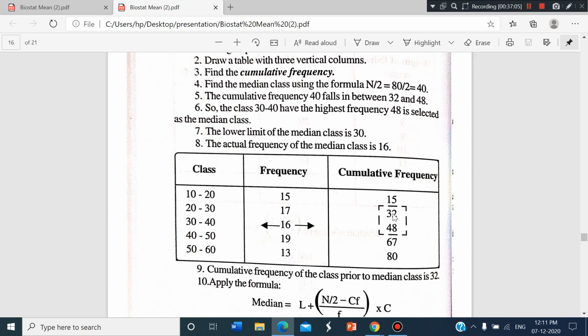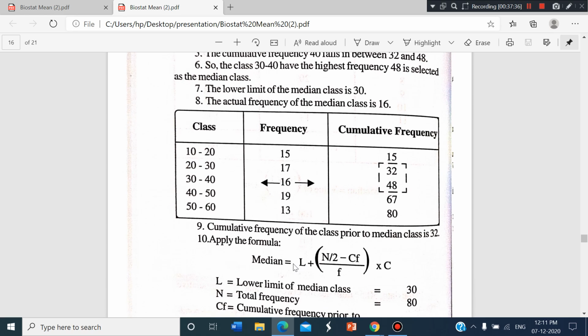out of these two, I have told you the value of 40 is lying between 32 and 48, and in that you have to consider the highest frequency, that is 48. What is the highest frequency? The 48, and it is lying between 30 to 40. So this 30 to 40 is the median class. Now you have calculated the median class with this.